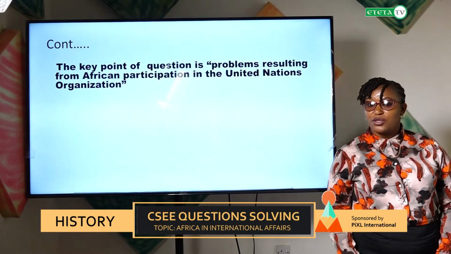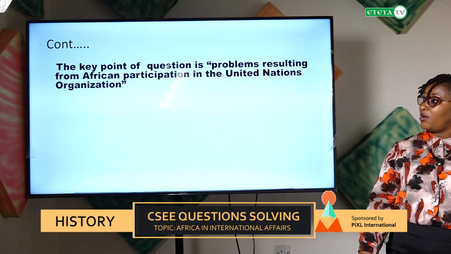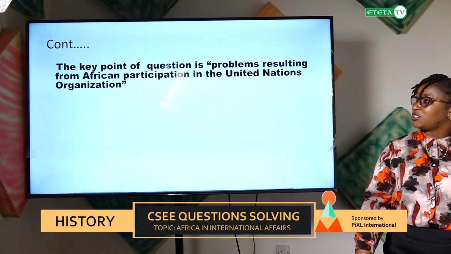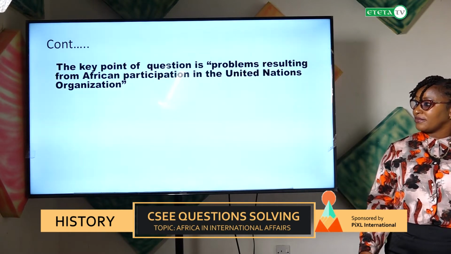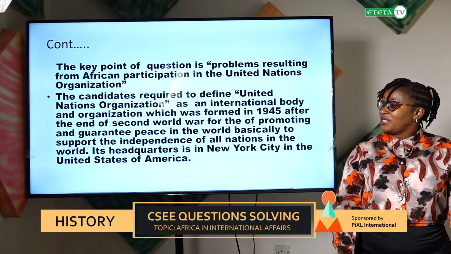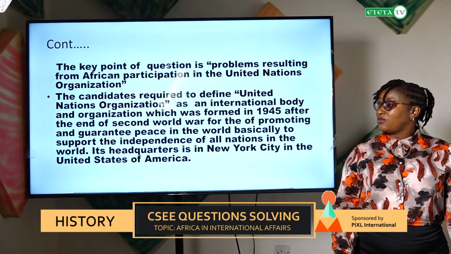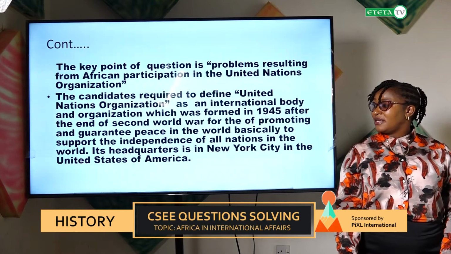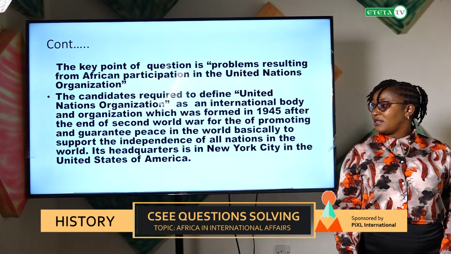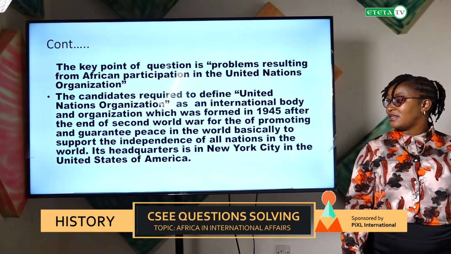Starting with the introduction, you should consider the key point of the question, whereby under this question, the key point is problems resulting from African participation in the United Nations Organization. The candidates were required to define the United Nations Organization as an international body which was formed in 1945 after the end of the Second World War for the purpose of promoting and guaranteeing peace in the world, basically to support the independence of all nations in the world. Its headquarters is in New York City in the United States of America.